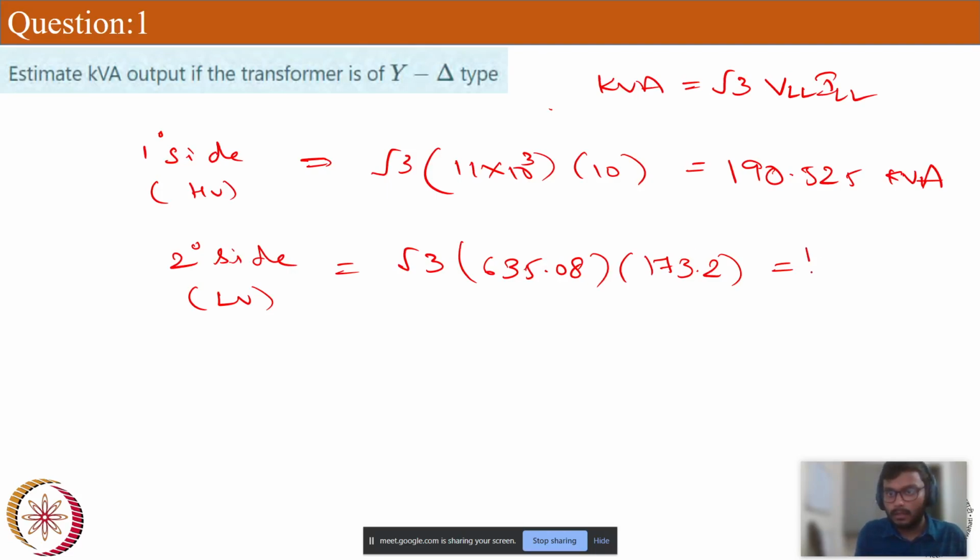We got 190.518. See, almost the same, because we have neglected some decimal places. That's why we are getting this. Anyhow, we got the same kVA. So that's why you calculate kVA. If you're asked, just do root 3 VLL ILL, and you can tally it from both the primary and secondary side as well.